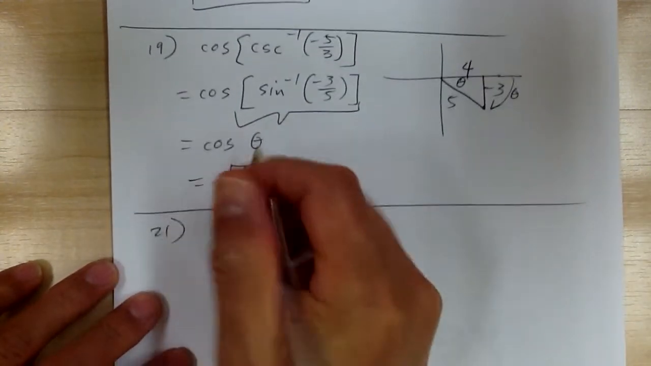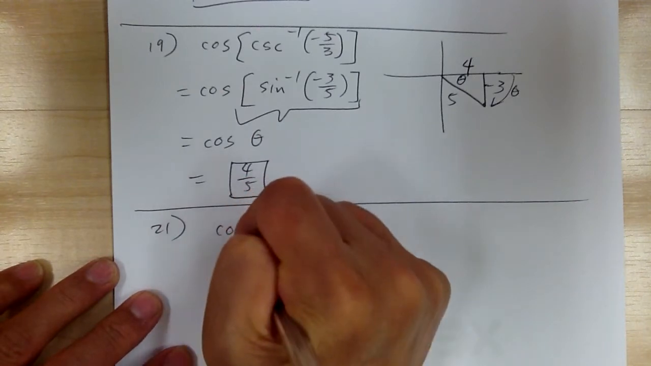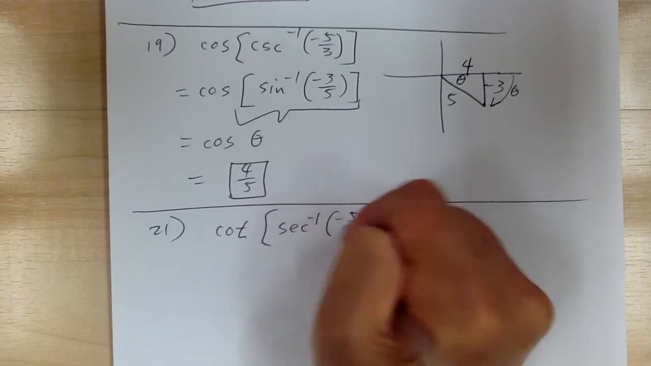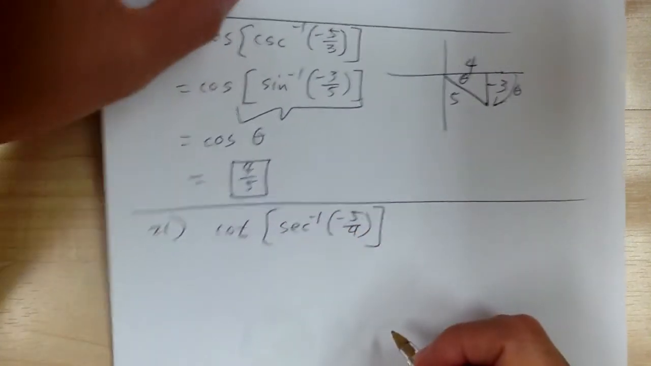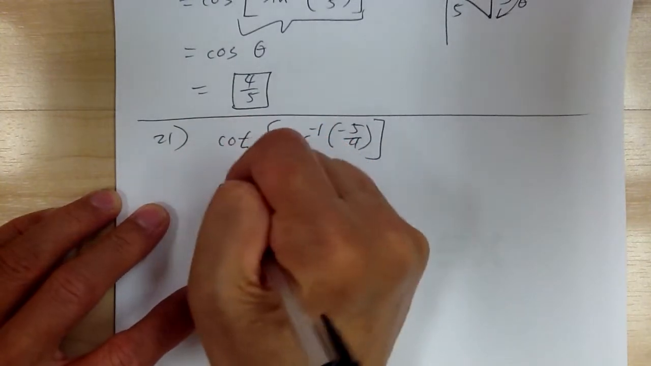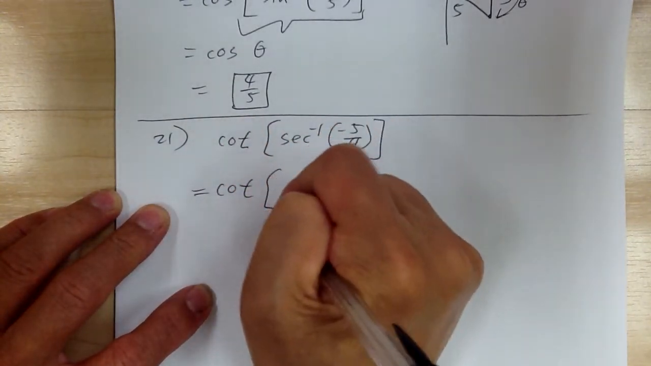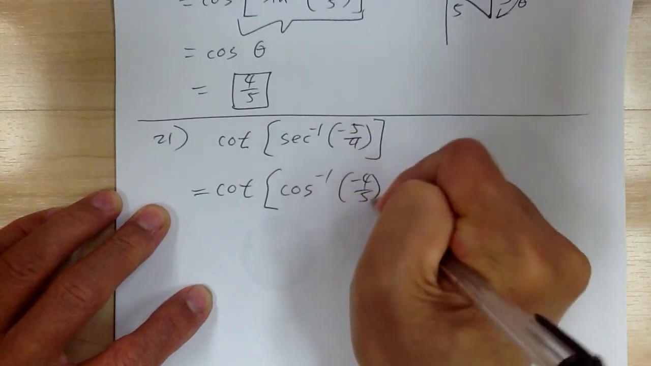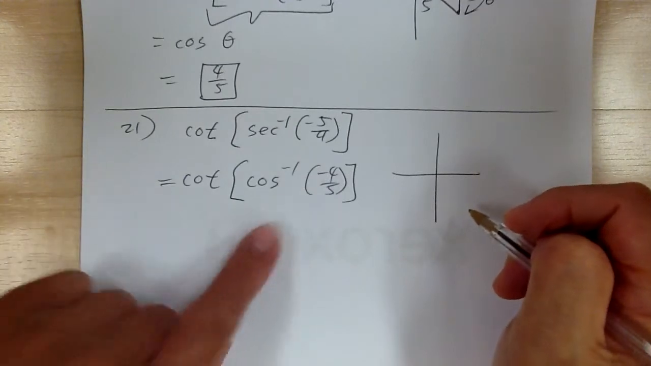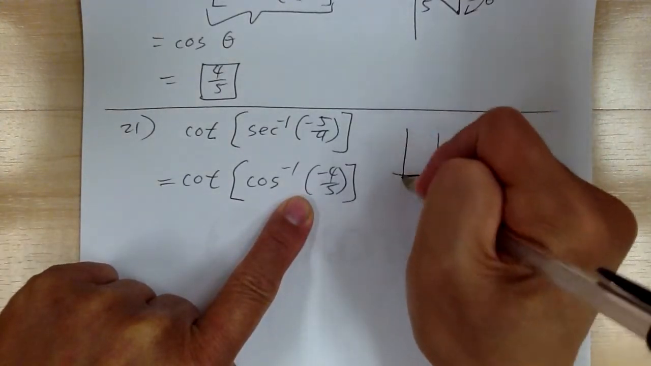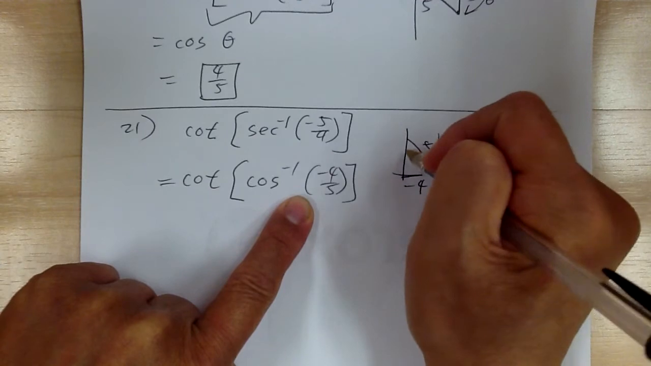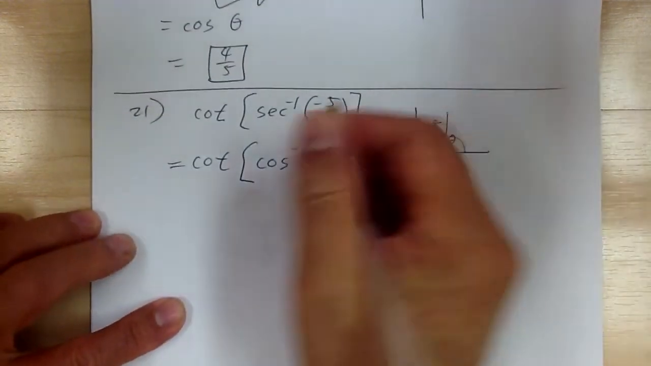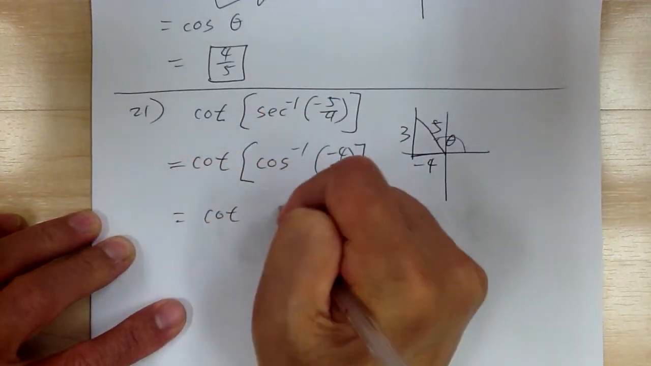Okay, let's go to 21. You have cotangent of inverse secant of negative 5 over 4. Again, I don't like the secondary function, so I'm going to convert that. Secant came from cosine, so it would be inverse cosine, and you have to flip it over. So draw your picture. Cosine is negative, so it's negative 4 over 5, and so it'd be a 3. So this is your angle theta, okay? So this is equal to cotangent of theta, right?